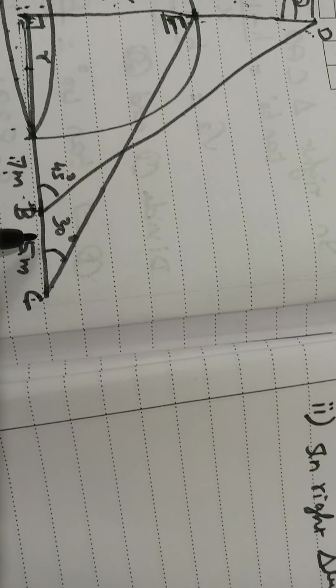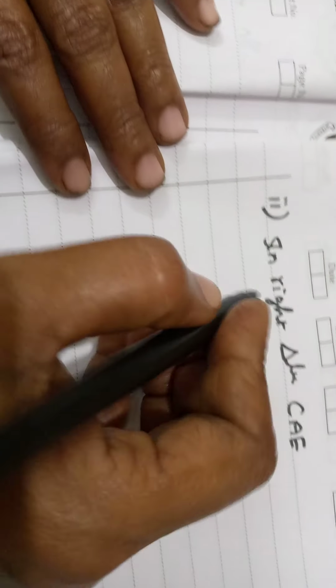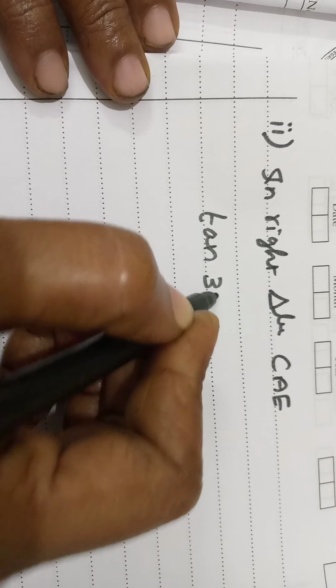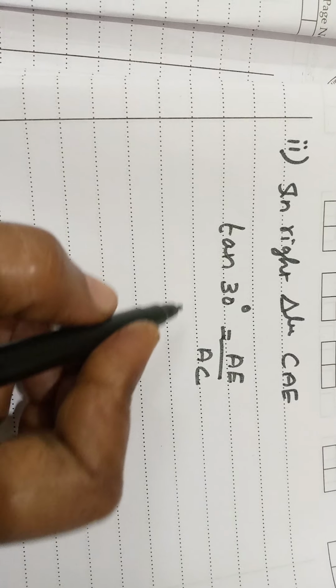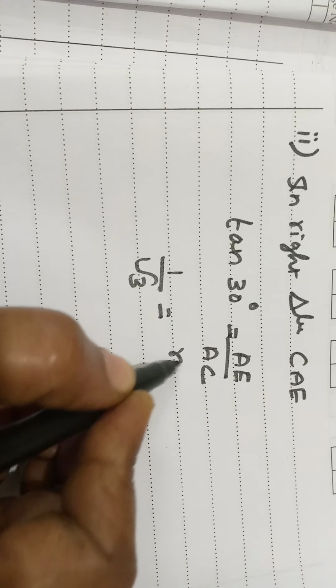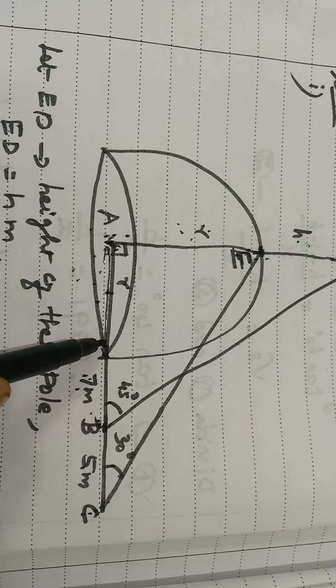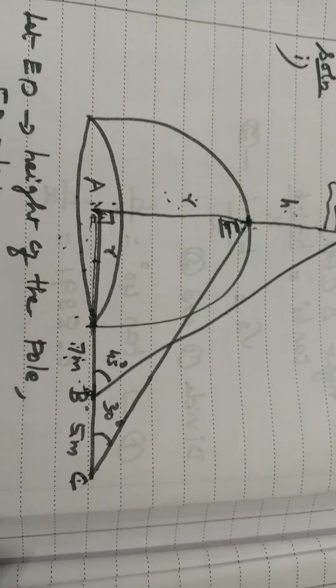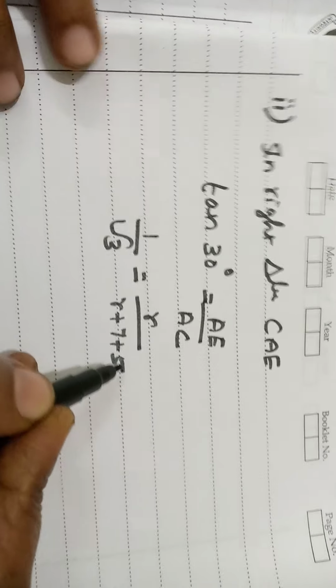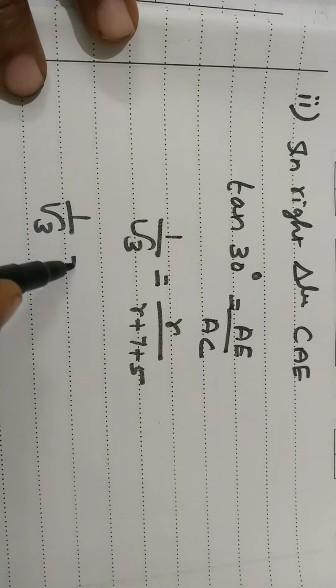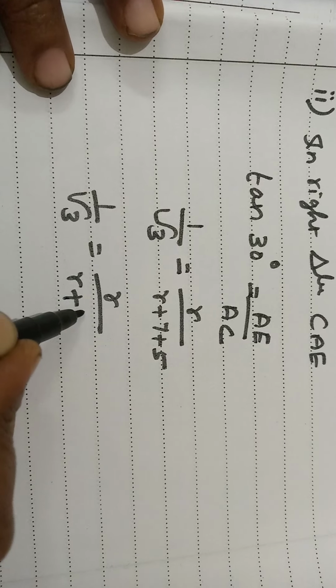So tan, here angle of elevation is 30. So it can be tan theta. For that tan 30 degree equal to opposite side is AE by adjacent side is AC. What is the value of tan 30 degree? 1 by root 3 equal to AE is radius, that is R by, here AC is this total distance. So here to here R, then 7, then 5. So we have to add and write everything. Okay, R plus 7 plus 5. That is 1 by root 3 is equal to R by R plus 12.